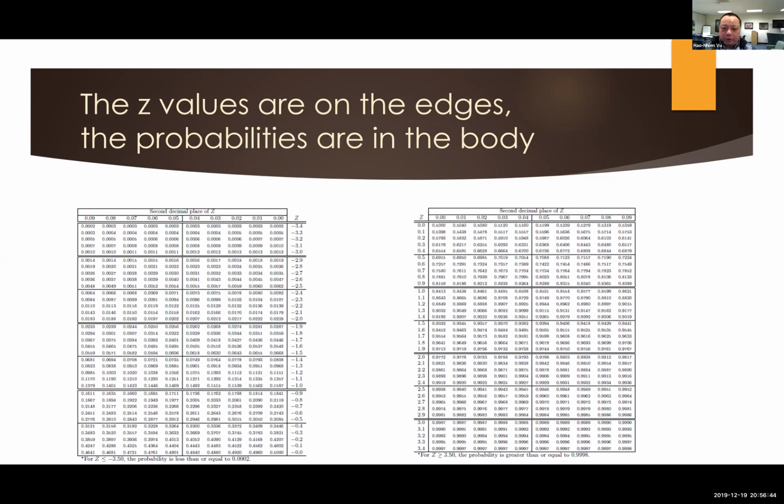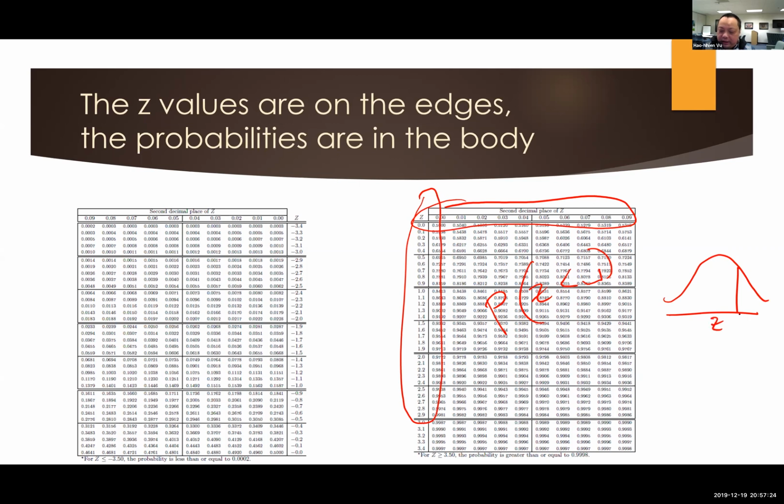So in the table, there are two pages, one for when Z is negative and one for when Z is positive, because they don't all fit on one page. The Z values are on the edges, okay? And it's actually on both edges, whereas the probability that Z is less than whatever number on the edge is given in the body of the table. So that's similar to a diagram where the Z values are on the edge of the diagram, and the probability is in the body of the graph.